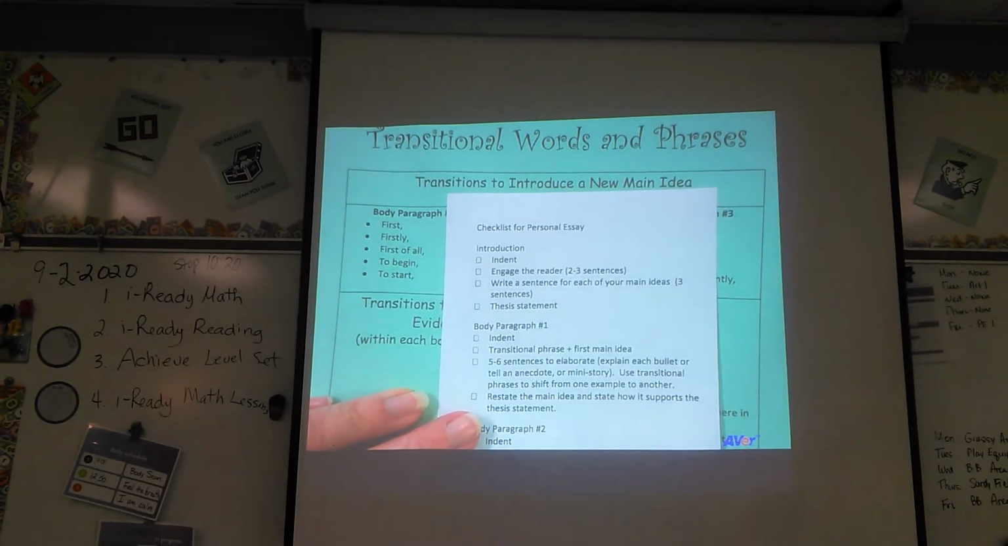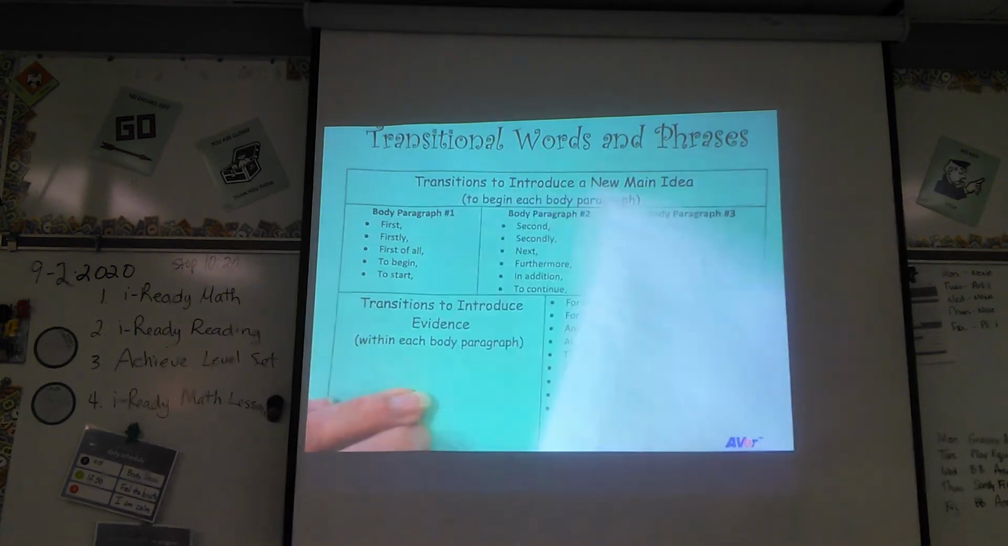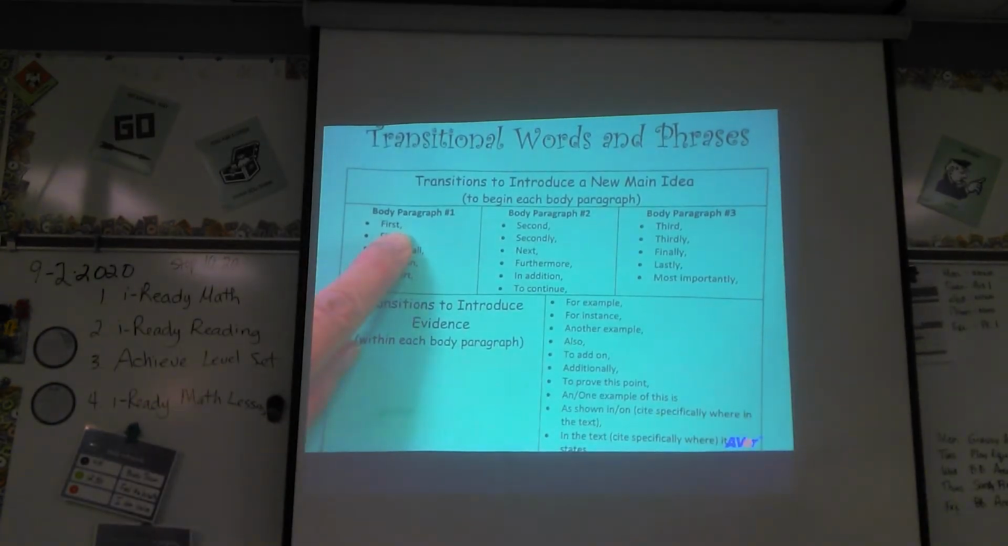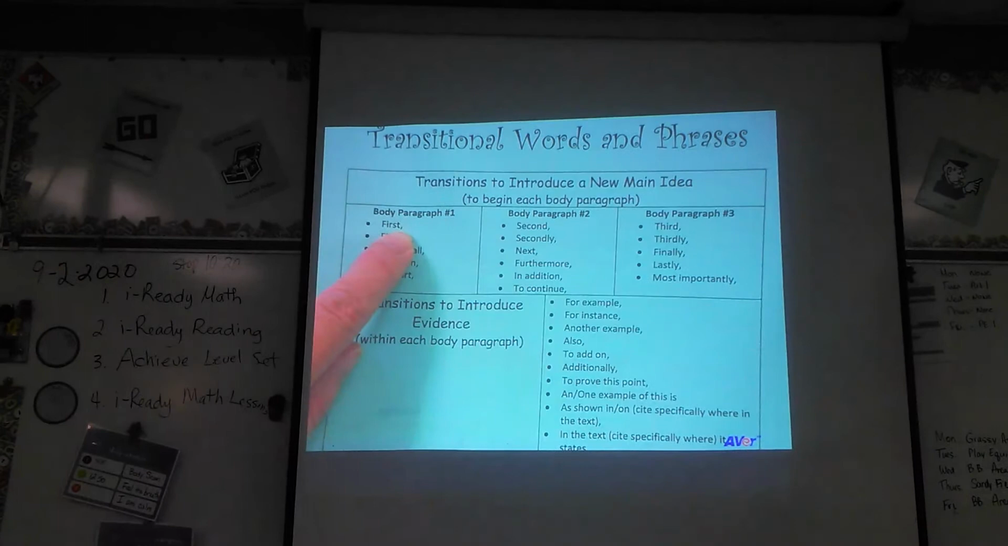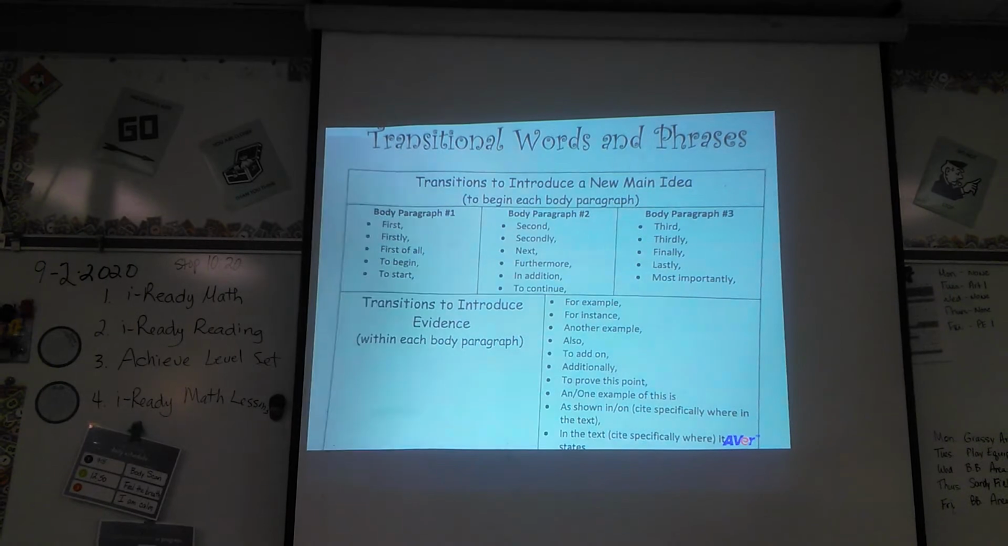Just remember, guys, that after the transitional phrase, you have a comma. And the next word is not the beginning of the sentence, so it should not be capitalized unless it is a proper noun. All right, let's look at an example.